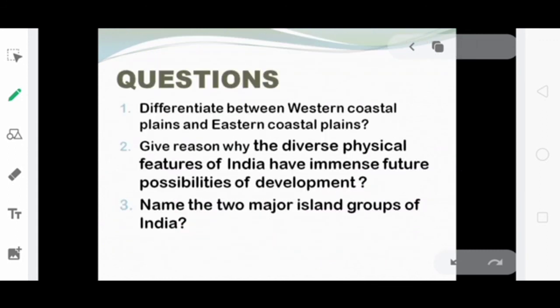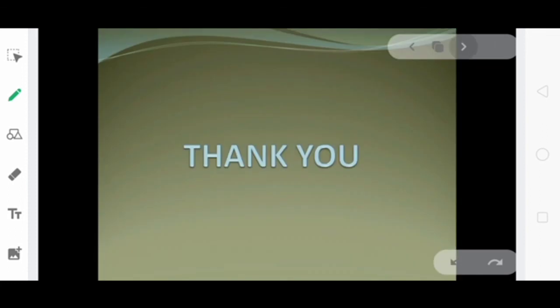Now we will move on to the questions. First question for today is, differentiate between the western coastal plain and eastern coastal plain. Second question, give reasons why the diverse physical features of India have immense future possibilities of development. Third question, name the two major island groups of India. Please write down the answers in your notebook.